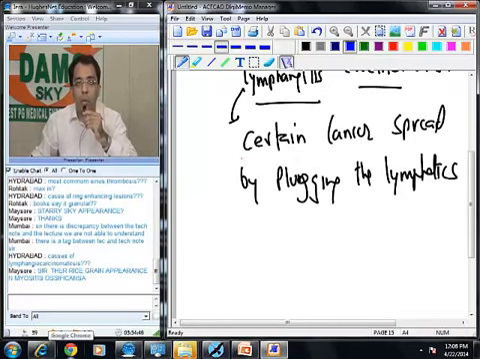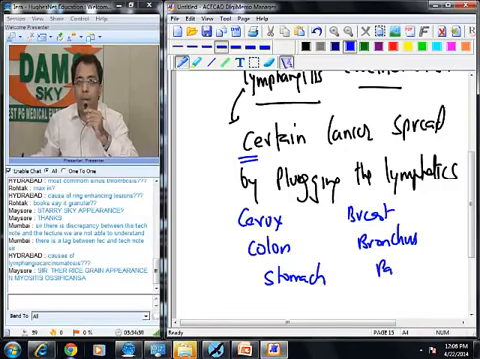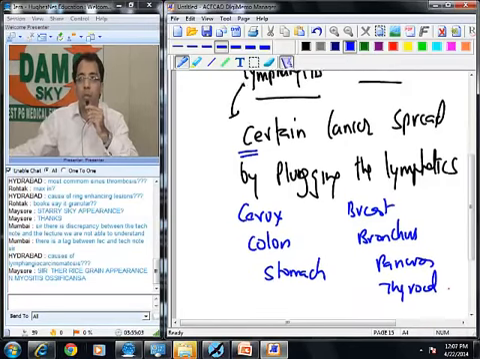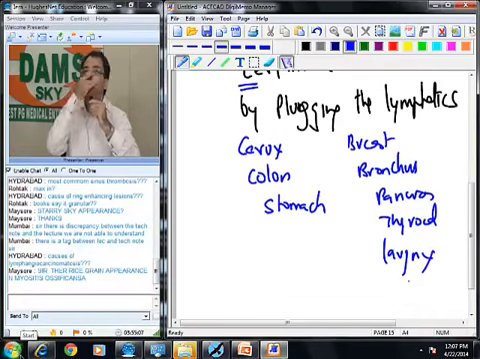Which are these? This is the mnemonic that you need to remember. Cervix, colon, stomach, breast, bronchus, pancreas, thyroid, larynx. Very important PGI question. Okay, should I repeat?